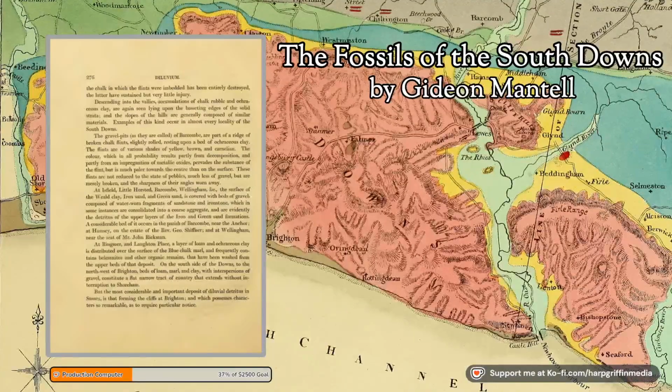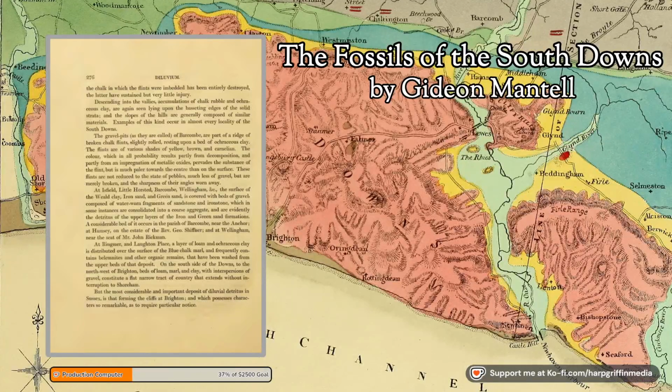Descending into the valleys, accumulations of chalk rubble and ochreous clay are again seen lying upon the bassetting edges of the solid strata, and the slopes of the hills are generally composed of similar materials. Examples of this kind occur in almost every locality of the South Downs. The gravel pits, as they are called, of Barkham, are part of a ridge of broken chalk flints, slightly rolled, resting upon a bed of ochreous clay.